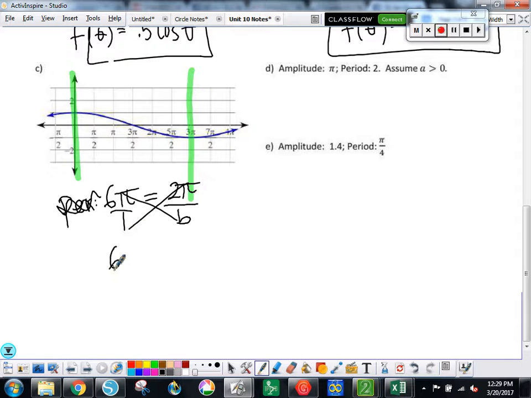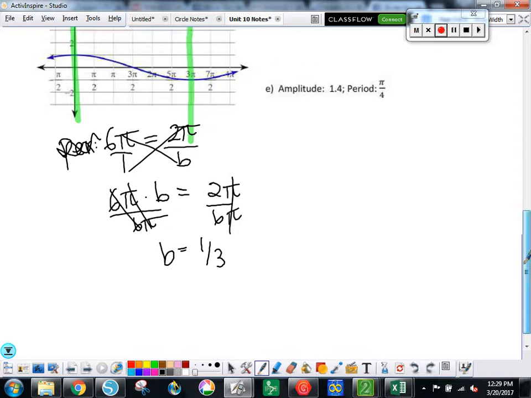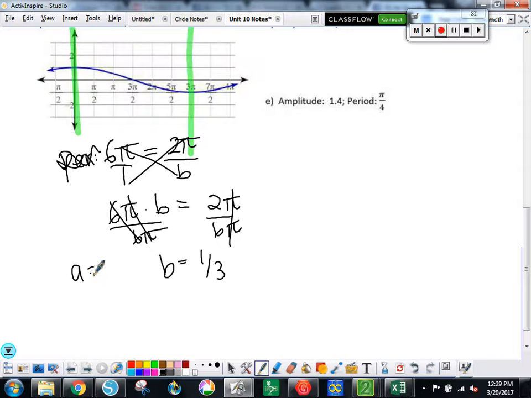So 6 pi times b equals 2 pi, which means, what does b equal? 1/3? 2 pi over 6 pi, 1/3. Do we know what a is? A is 1. So you're going to use a portion of it and the idea that the period is 2 pi over b to find what b is.